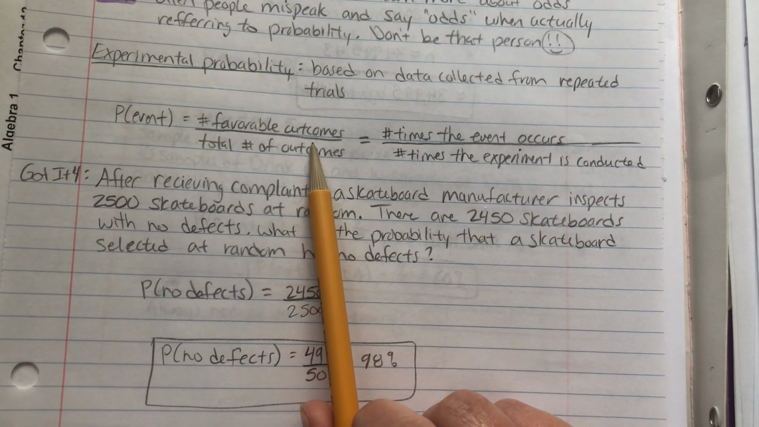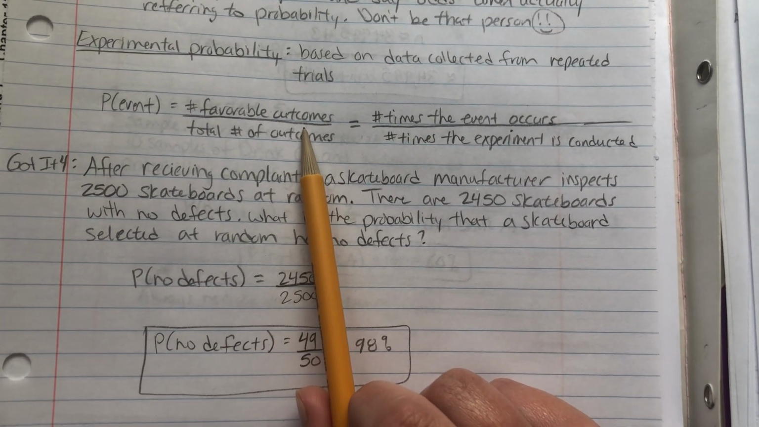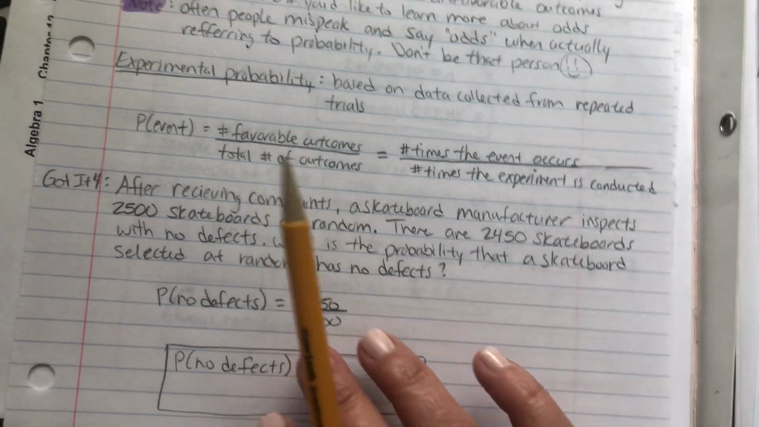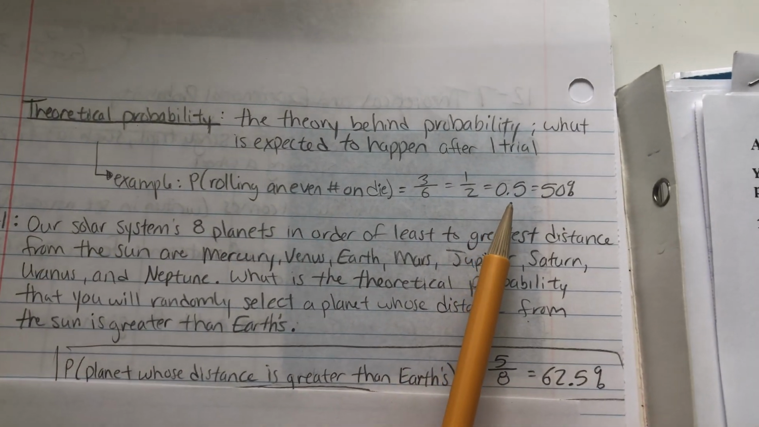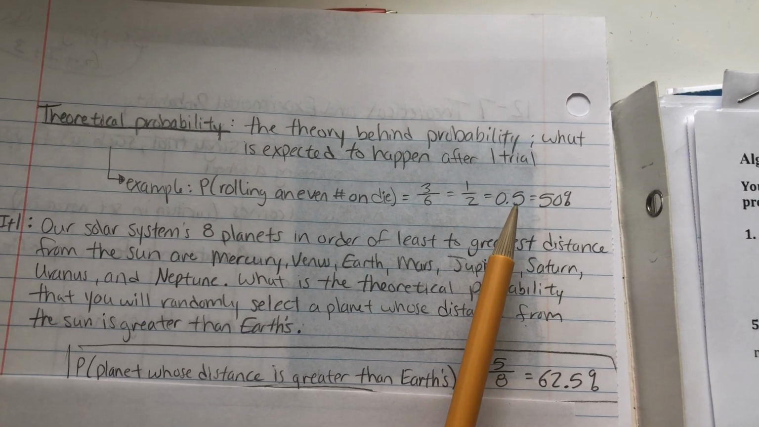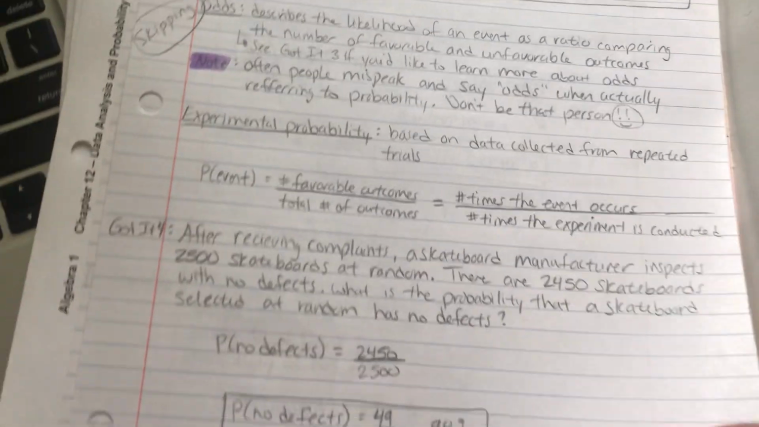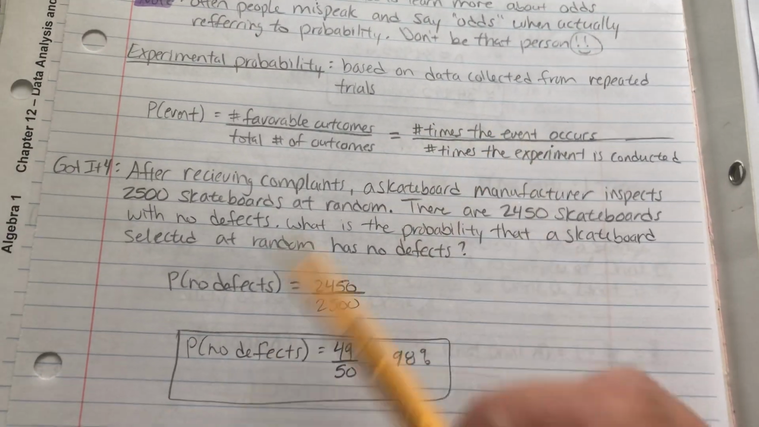So this could be where you're actually rolling a number cube 100 times. You might not get the perfect, like we set up here, 50%, but you should get very close to it. The larger your sample space is, the more accurate you will be. So that's how experimental probability works. It's actually based on data rather than theory.